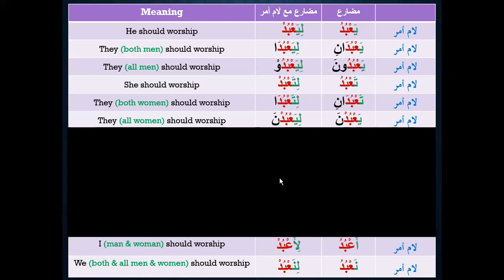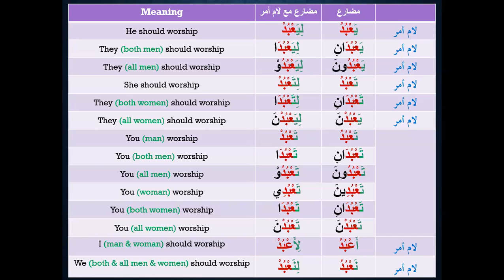Let them do it. Li'a'bud, let me worship. Let us worship, when you say li'na'bud. Command. I should do it. You should do it. He should do it. Means as a command. So you just make it jazmi at the end, but also add lam amr. This is called lamu amr, lamul amr. Okay, the lam of demand, demanding some action, or command, lam of command.